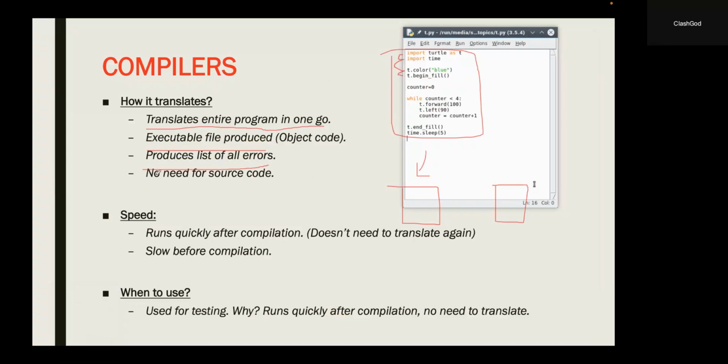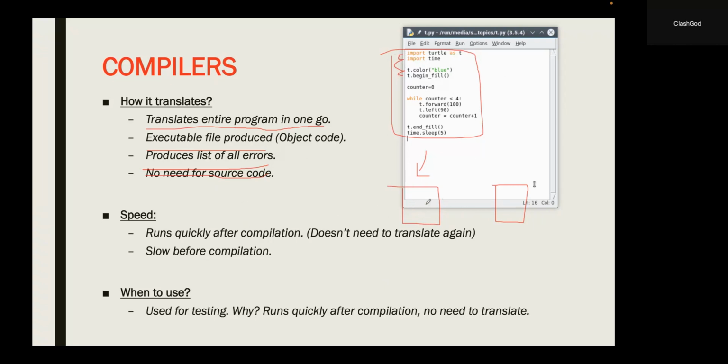And there is no need for source code. Don't care about that. But it translates this entire program in one go instead of going line by line. It creates an executable file and produces a list of all the errors instead of reporting an error immediately after it is found. So after it is translated in one go, you have a translated executable file.